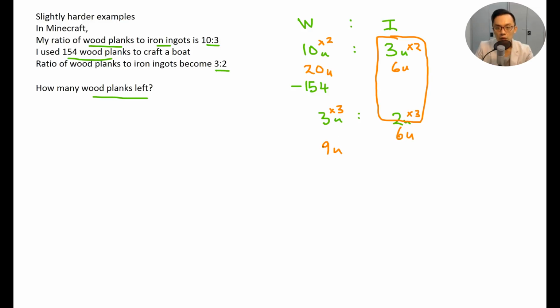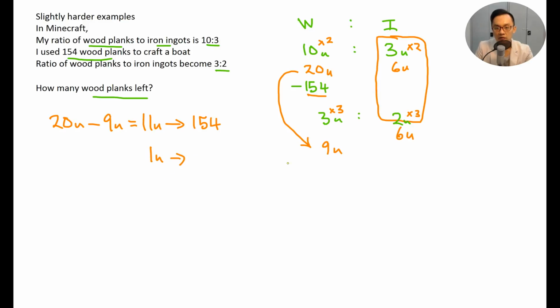All right, so I know I used 154, so what happens is my 20u became 9u after I used it. So my 20u minus 9u equals 11u, and therefore I know my 11 units is actually 154. All right, so how many wood planks have I left? So you can find 1 unit.